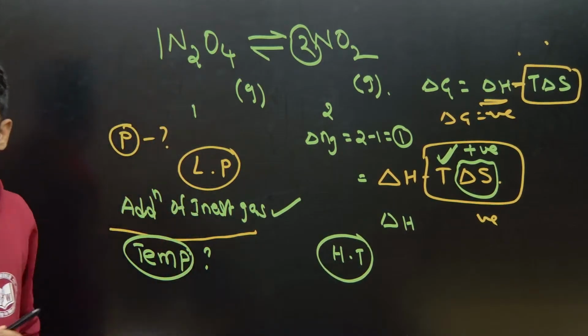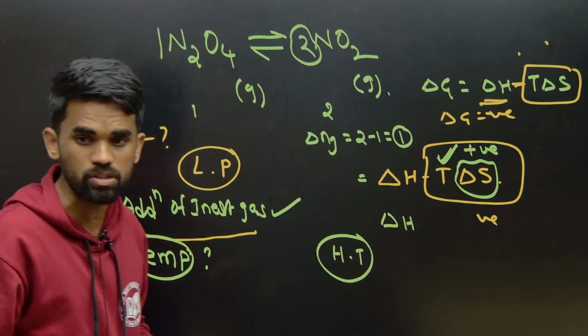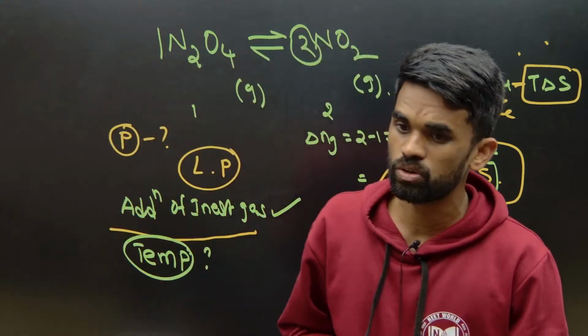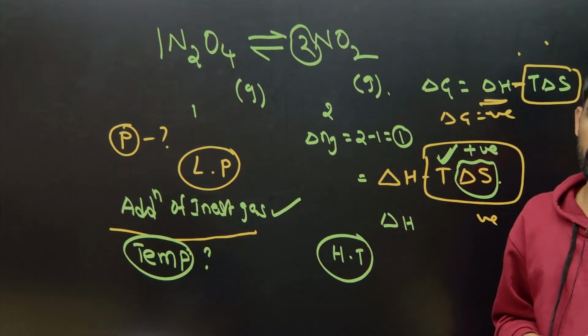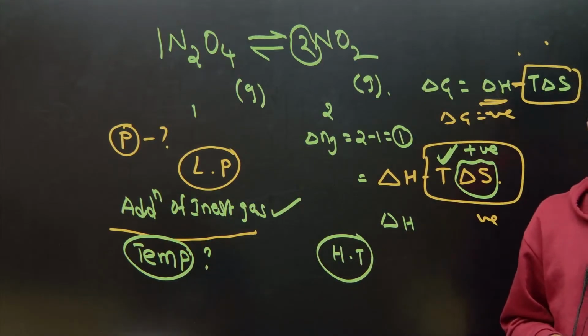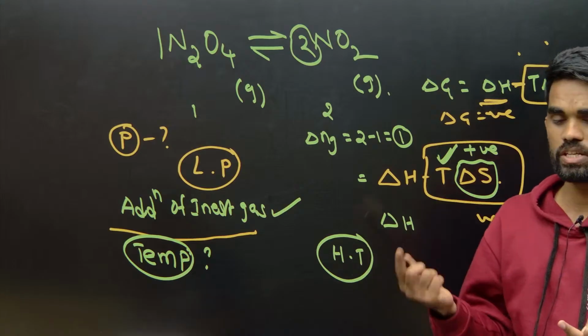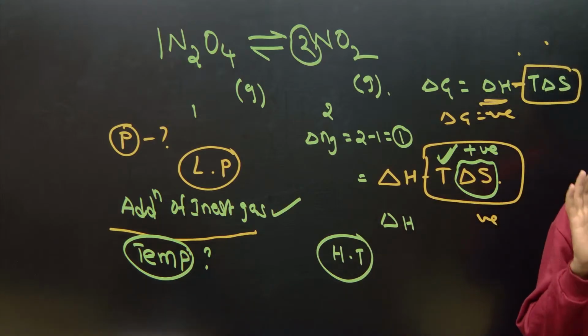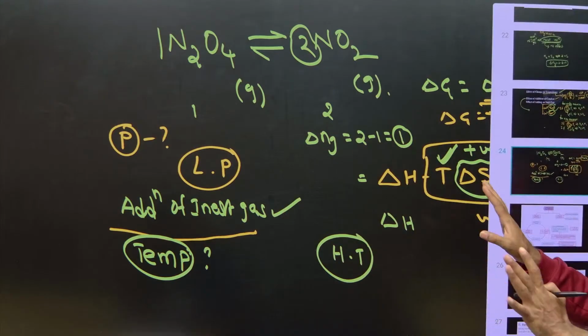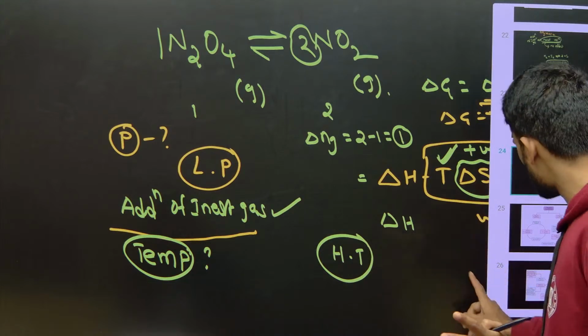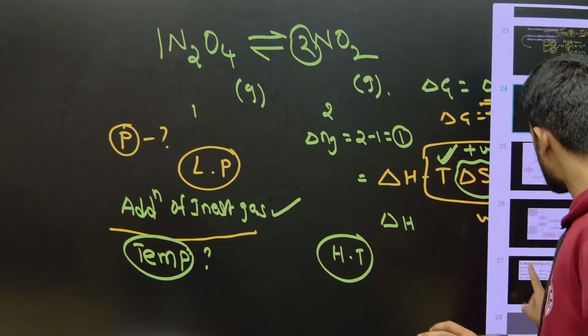Here delta Ng is 0, since H2 plus I2 gives rise to 2HI, so there is no effect of pressure, no effect of volume, and no effect of inert gas. Next we have concentration. Increasing the concentration of reactants or decreasing the concentration of products will favor the forward reaction, that's it. Any doubts here? You just solve a few more questions, and based on that it will be clearer.